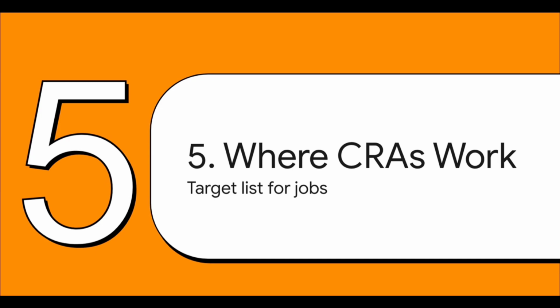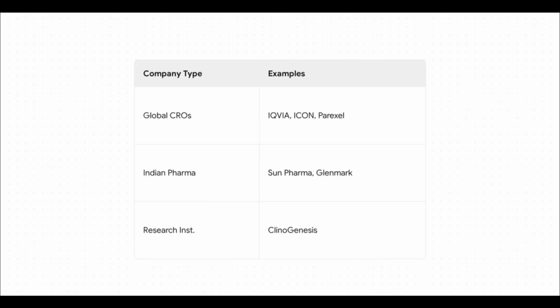Moving to our final section, Section 5, where CRAs work. Okay, so who's actually going to hire you? Here is your target list for applications. First, you've got the massive global clinical research organizations, or CROs, as they're known in the biz. Companies like IQVIA, ICON, Syneos Health, Parexel, Covance, and MedPace.